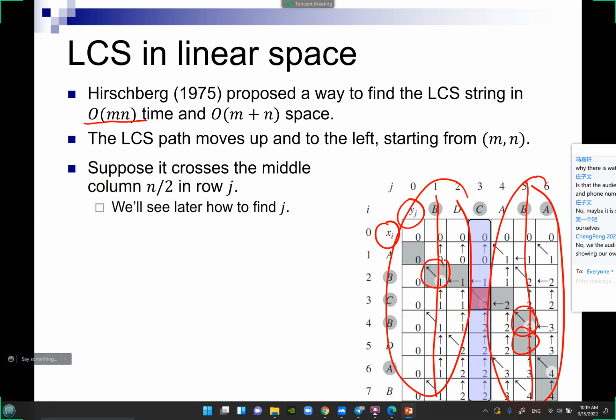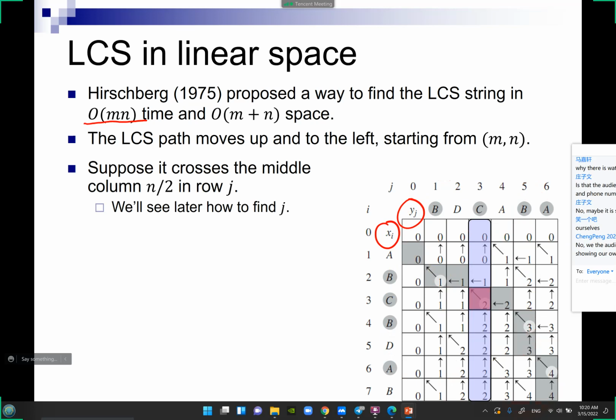Once we find these additional crossings, that's again going to subdivide the problem into another left half and another right half. Then again we find the crossing points for each of these subproblems. If we just keep doing this, eventually we're going to find all of these crossing points, and if you take all the crossing points together, that's exactly your shortest path, your LCS path. So that's the basic idea.